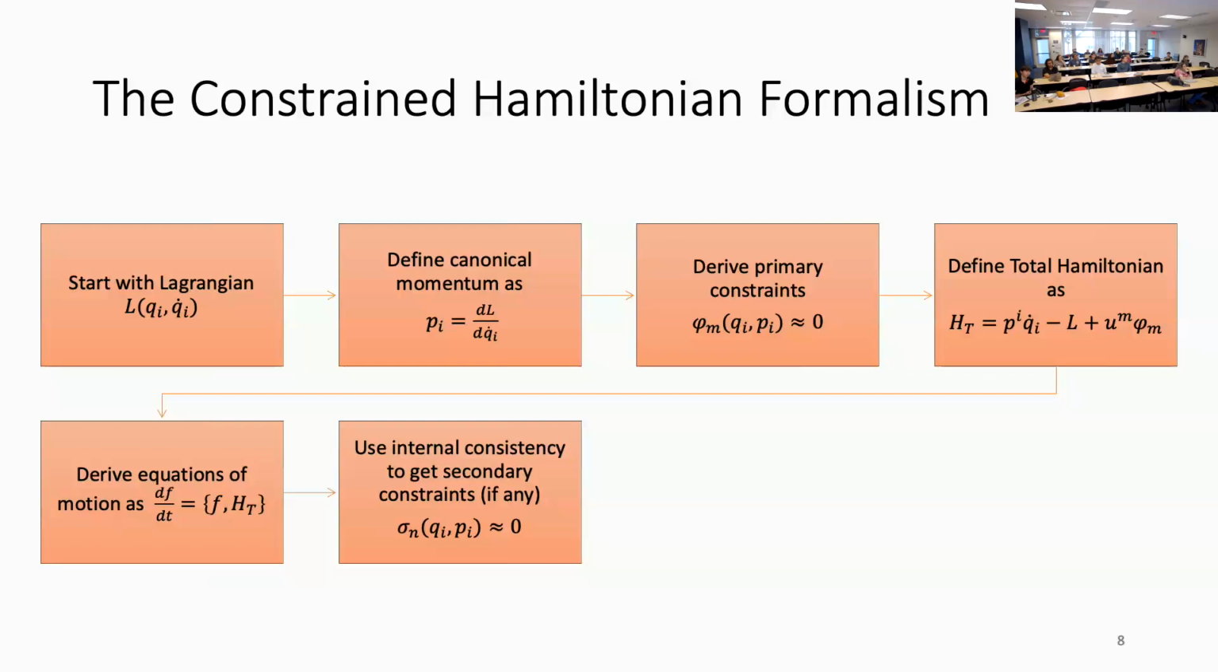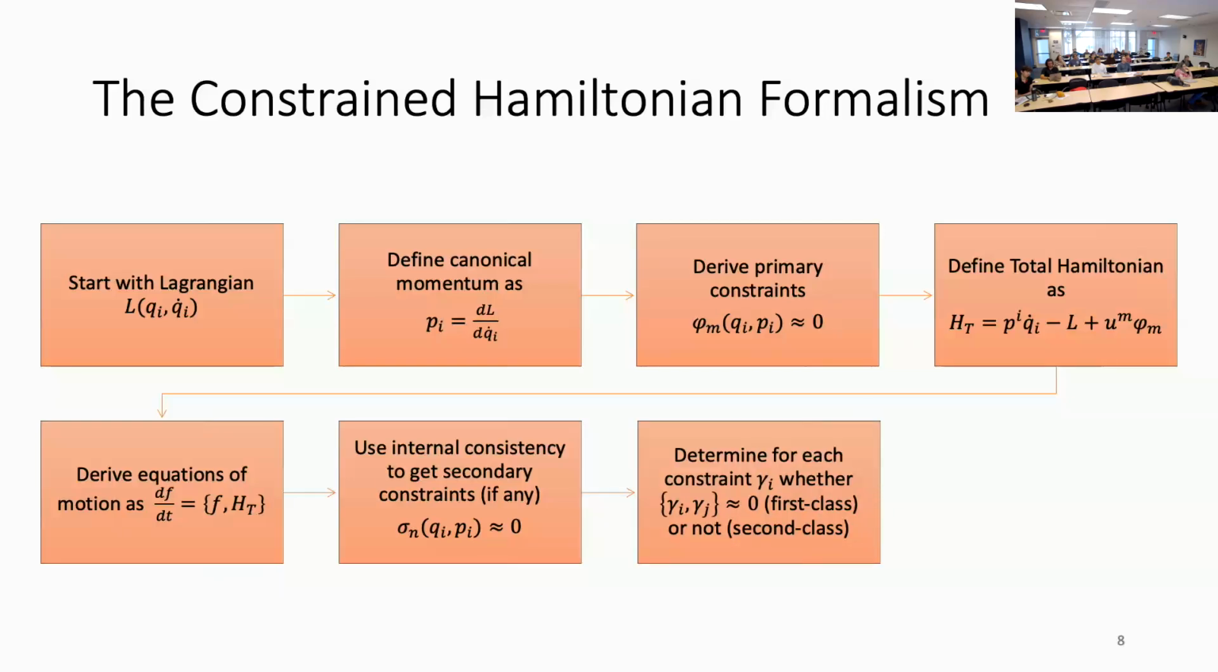We can in fact repeat this process, putting the secondary constraints into the equations of motion, setting them weakly equal to 0, and we'll find some further set of secondary constraints. And once we have our full set of constraints, we can classify them according to whether their Poisson bracket with all the other constraints is weakly 0, in which case we call that constraint first class. And when this relationship doesn't hold, we call that constraint second class.